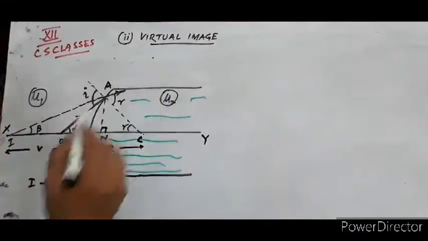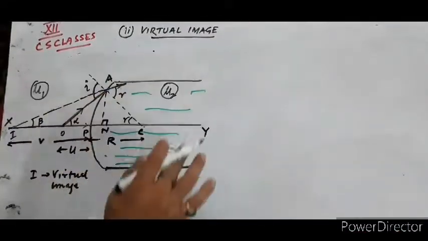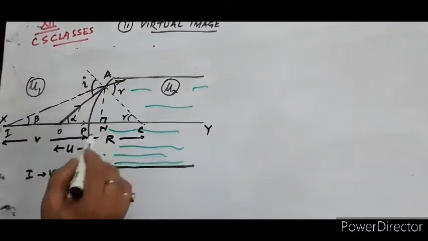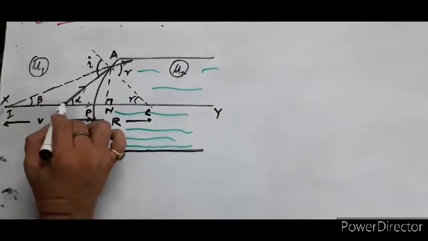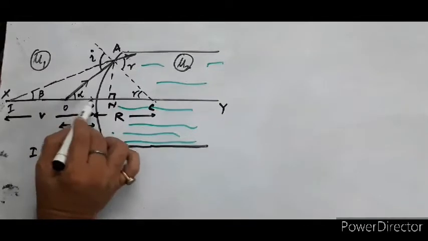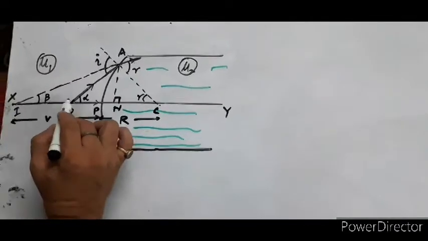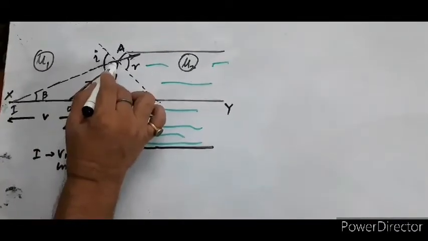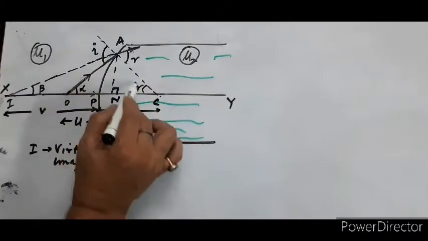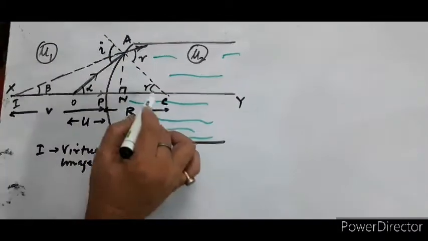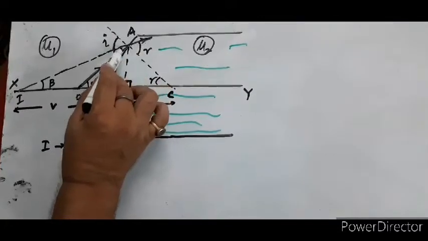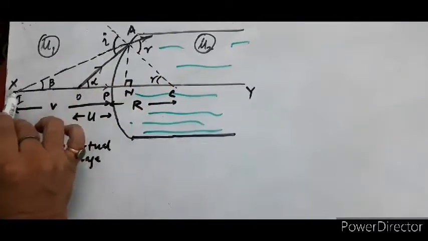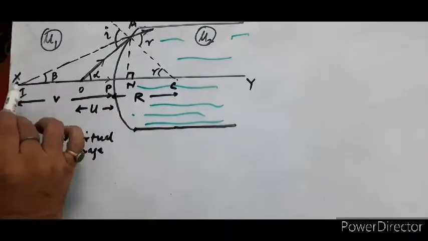Now the virtual image formation is there. See the diagram: a convex reflecting surface. Here the point object is near to the pole. A ray of light enters, and this is the normal. It bends towards the normal, like that. And if we trace it back, here the virtual image is formed.